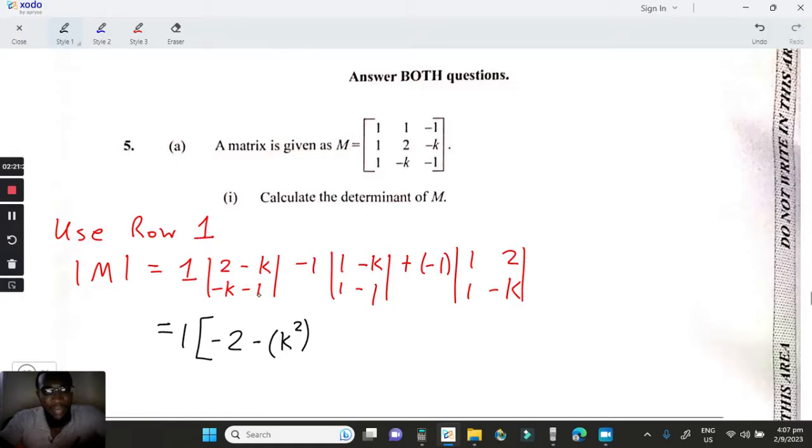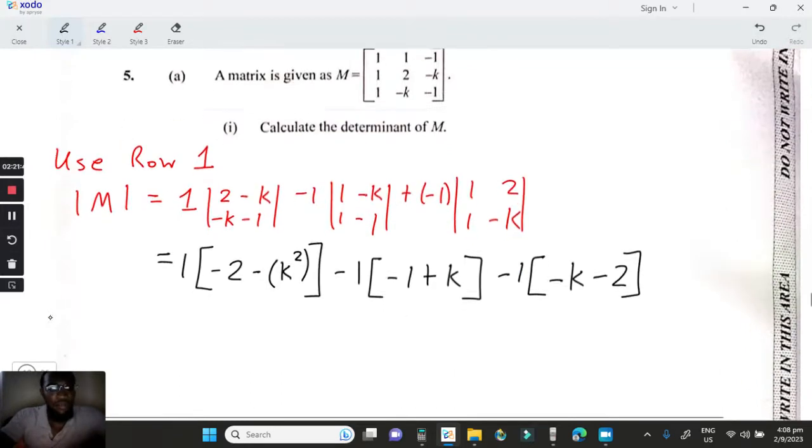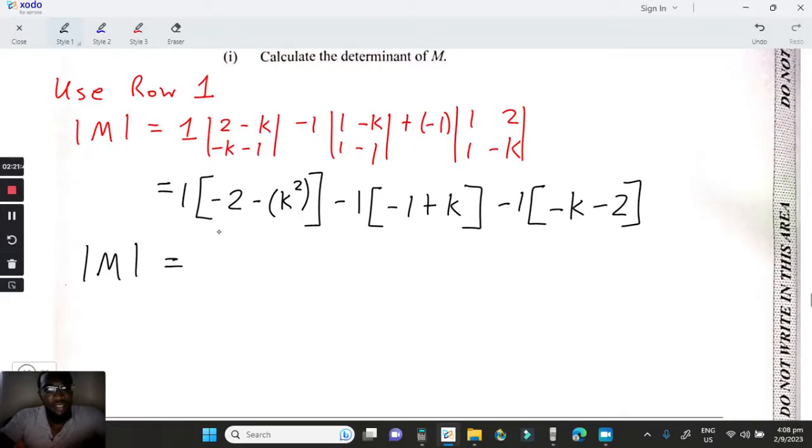Remember, it's AD minus BC. Then minus 1 times negative 1 is minus 1, then minus and minus become plus k. And right here is minus 1 in bracket, negative k minus 2. So if we simplify it, expanding the bracket, this is minus 2 minus k squared. Negative and negative is plus 1. Negative and positive is negative k. And this is now plus k. And this is now plus 2.